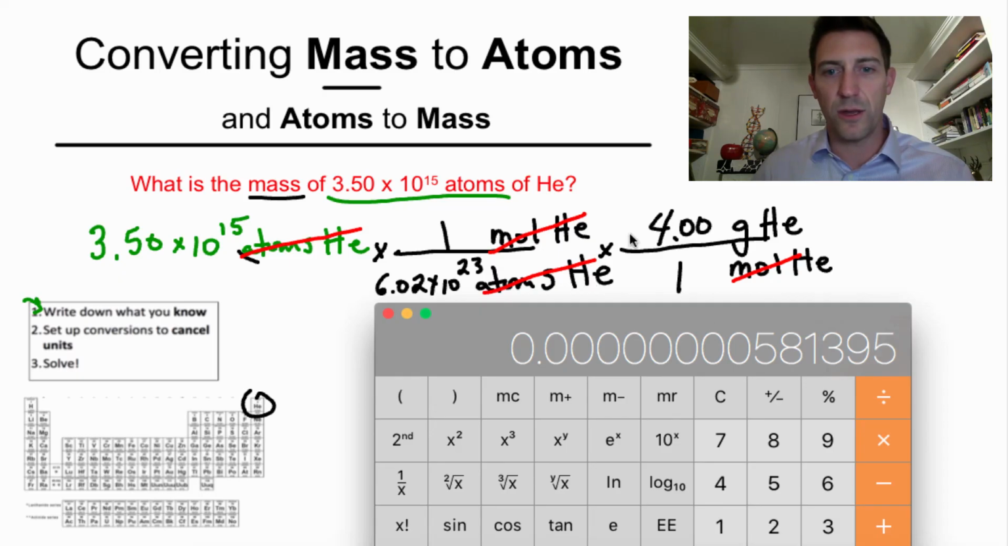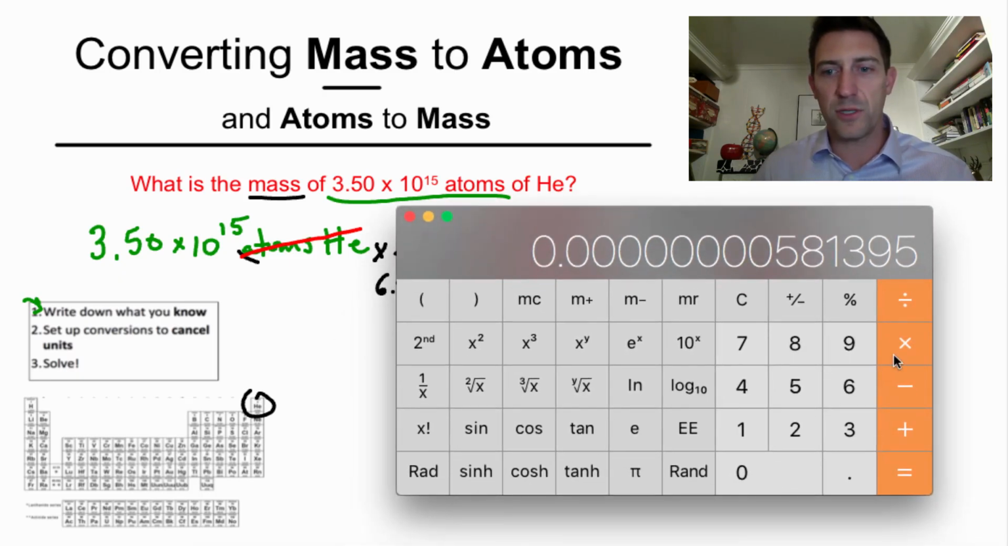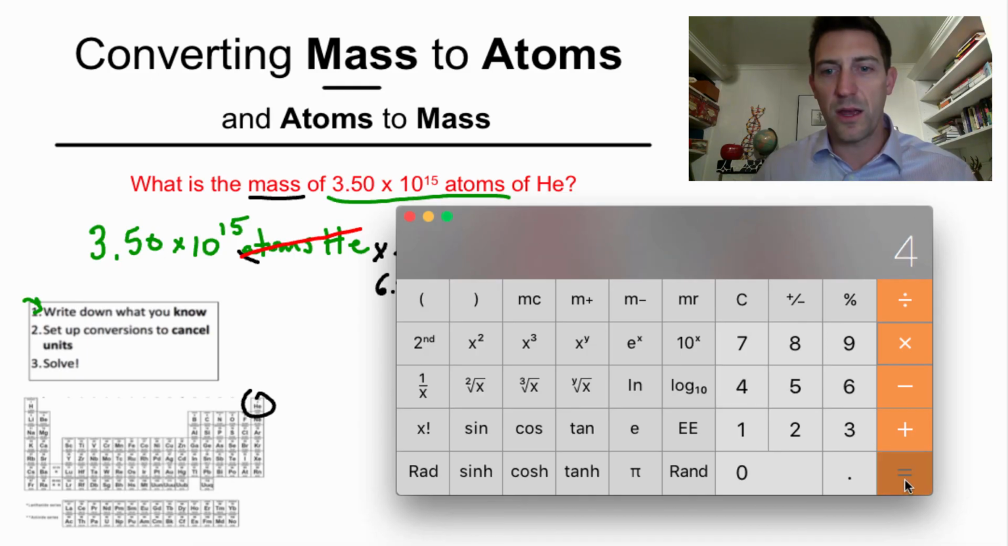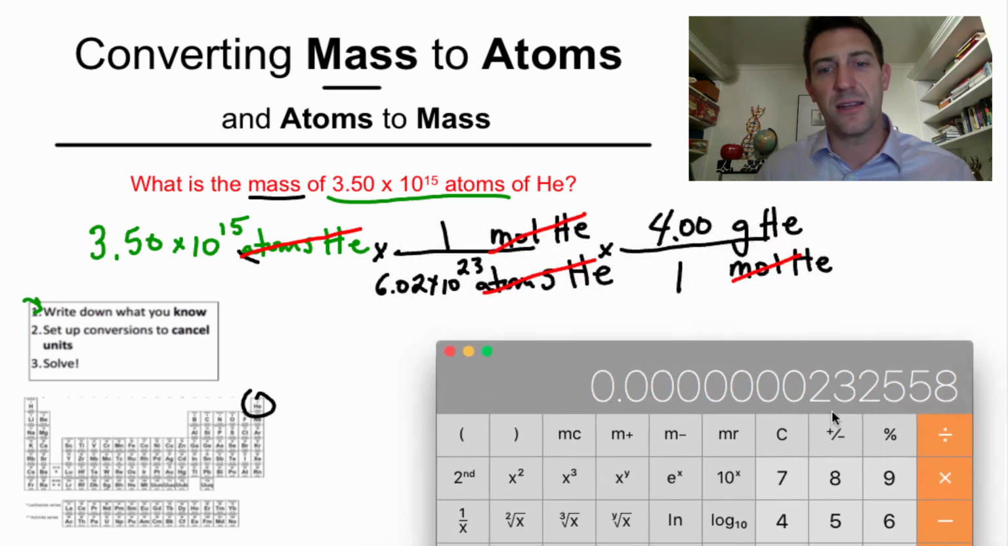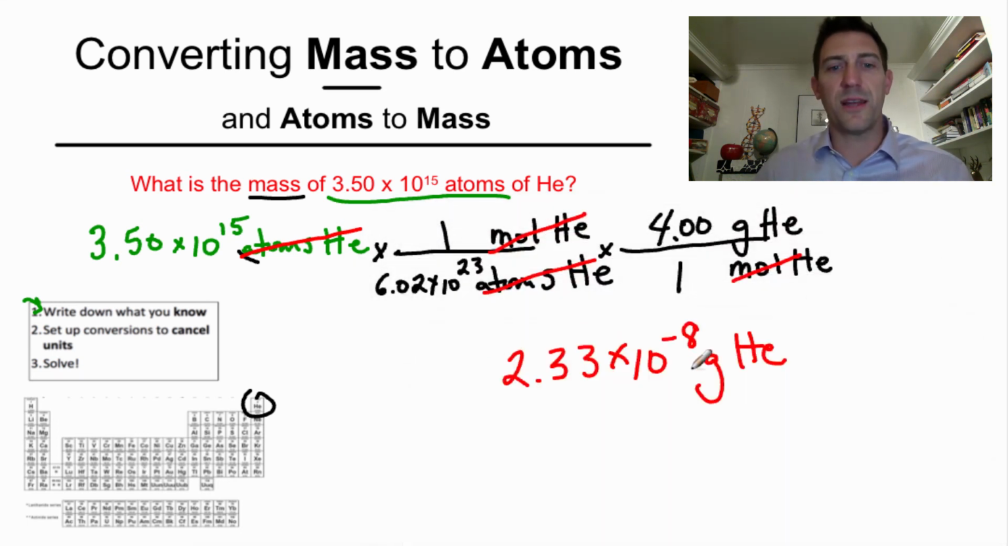I need to take this whole number times 4 grams. Times 4 equals, this is going to be scientific notation. We need to move this 1, 2, 3, 4, 5, 6, 7, 8. So we'll have 2.33. We're going to round this up. 2.33 times 10 to the negative 8. Here we go. 2.33 times 10 to the negative 8 grams of helium.